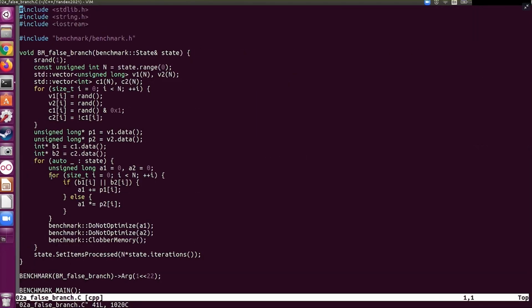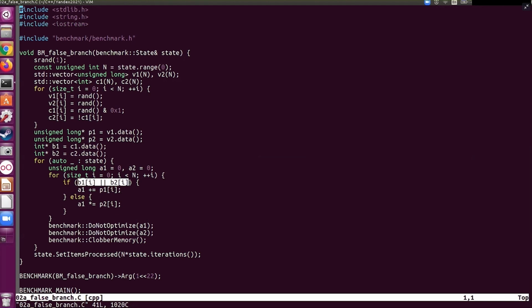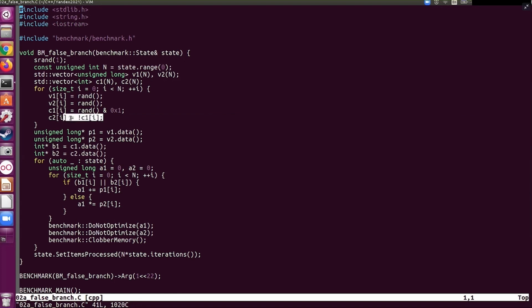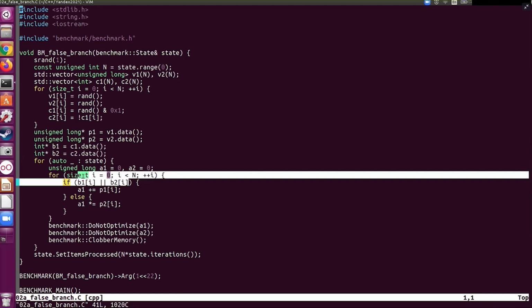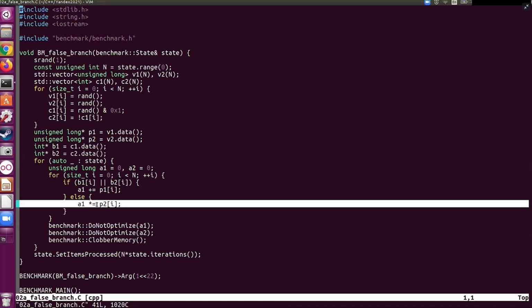Here we have conditional code. Again, look only at the benchmarking loop. Conditional code, B1 or B2. What do we know about B1 or B2? Well, B comes from C. Okay, the first term is entirely random. The second term is always the opposite of it. It's also entirely random. But altogether, it's perfectly predictable. One of them is always 1, and the other one is always 0. So this is a perfectly predictable branch. We always evaluate the true branch. We never go here.